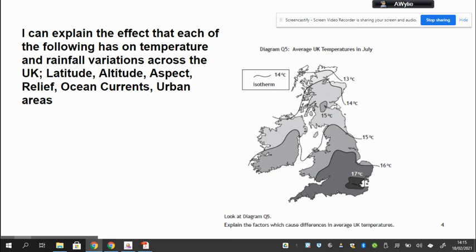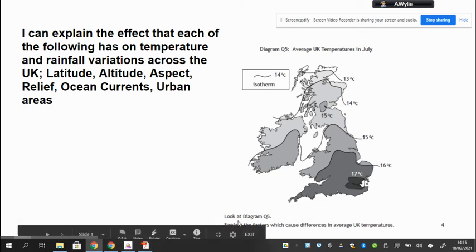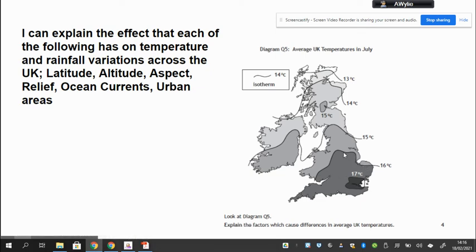Okay, one final general point of this tutorial, and you might want to note this down, is if this question said describe variations in UK average temperature, you've got to be careful because describe doesn't ask you to give reasons, it just asks you to say what you can see. So for example, the southeast of England has 17-degree temperatures. As you move northwards, the temperature drops to around about 16 around the centre of England and southern Wales.